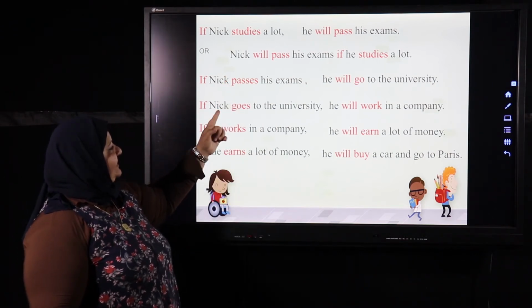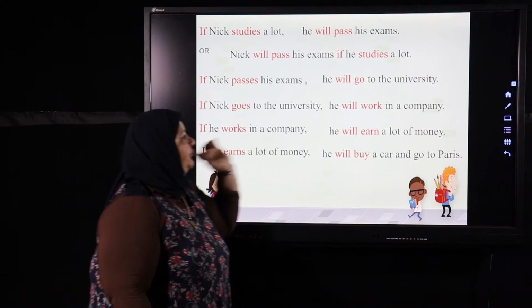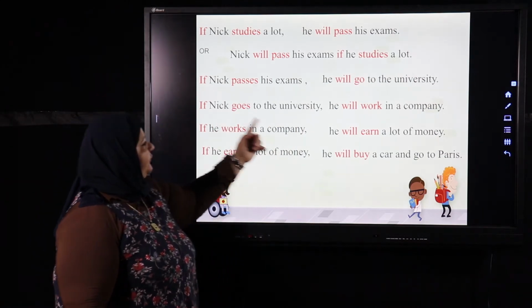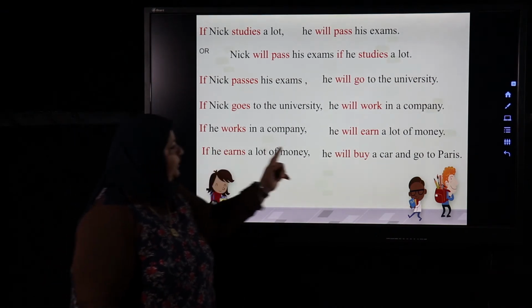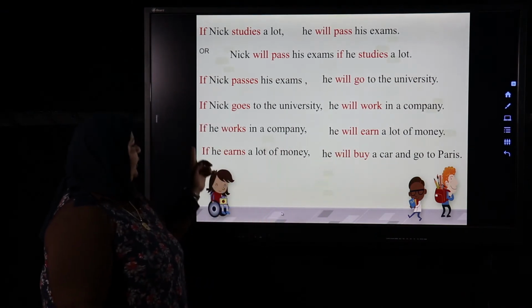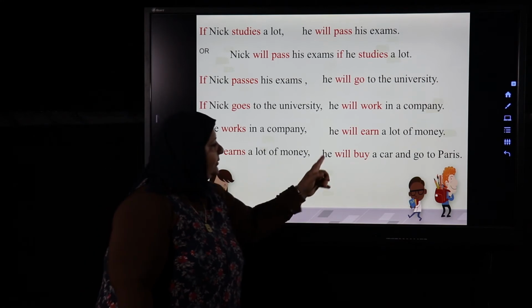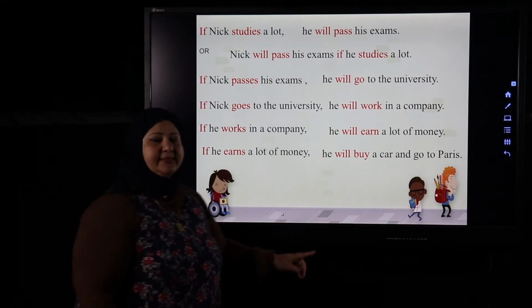If Nick passes his exam, he will go to the university. If Nick goes to the university, he will work in a company. If he works in a company, he will earn a lot of money. If he earns a lot of money, he will buy a car and go to Paris.